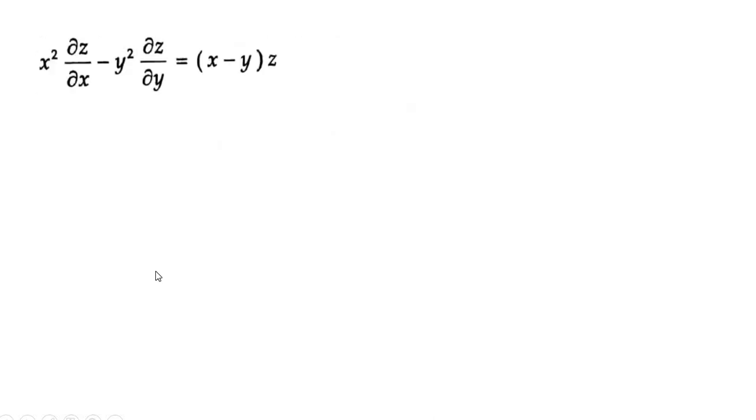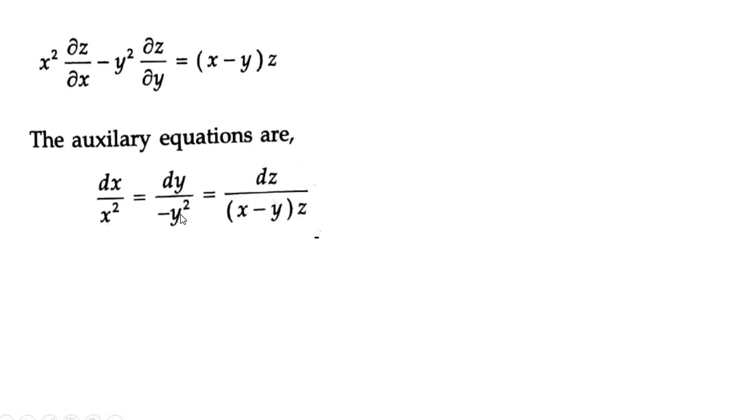Next, we'll move on to the next problem now. x square into dou z by dou x minus y square into dou z by dou y equal to (x minus y) into z. Okay. So this is my capital P, minus y square is capital Q, and (x minus y) into z is capital R. Therefore, the auxiliary equations are, this is how you write its auxiliary equation.